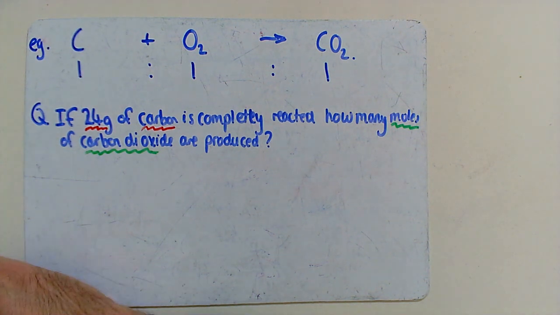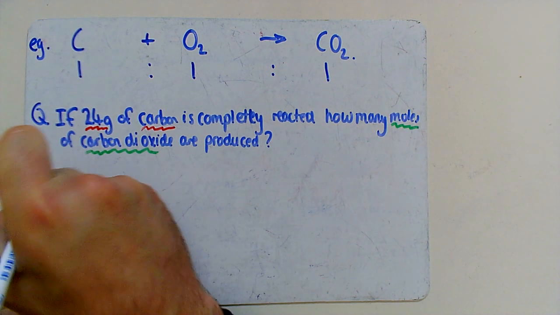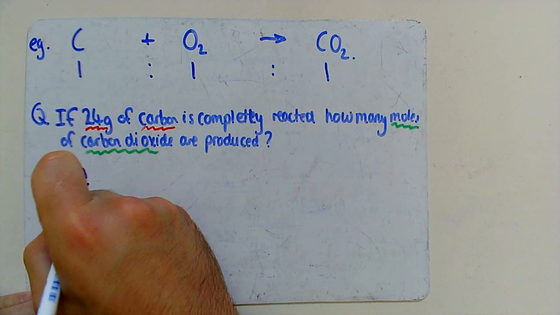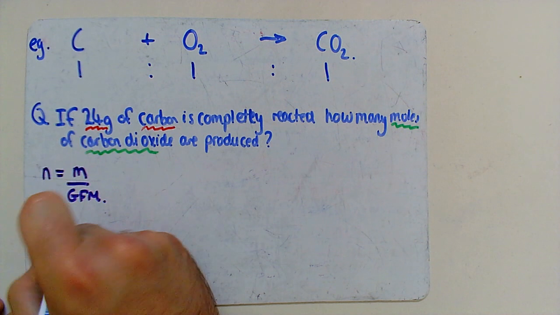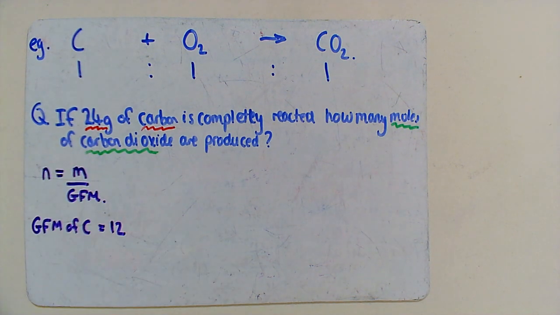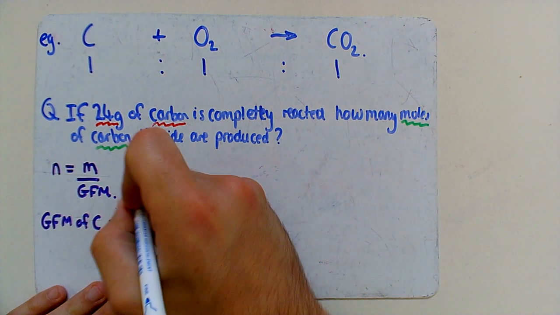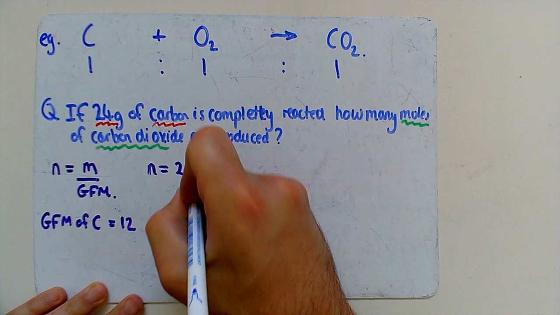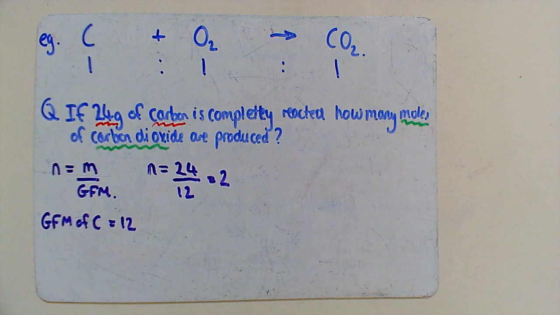So, remembering our equation that moles is equal to mass divided by GFM. The GFM of carbon is 12. That's just from looking at the periodic table. So the number of moles is 24 divided by 12, which is 2.